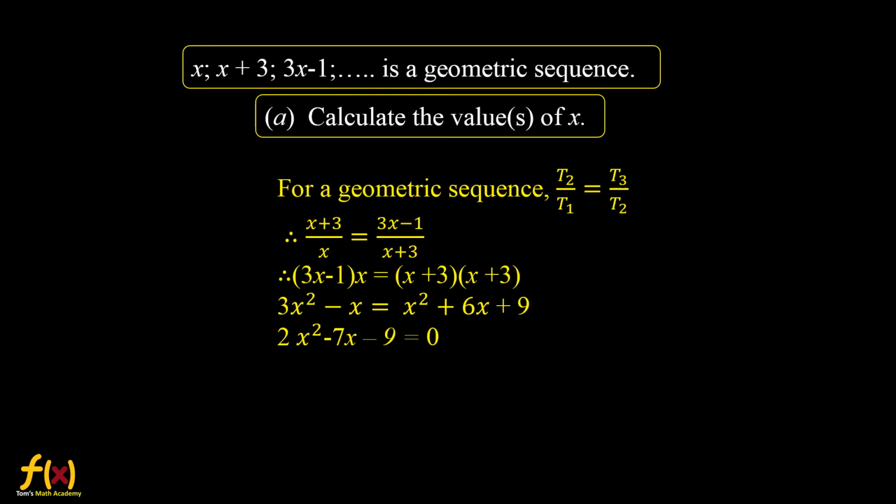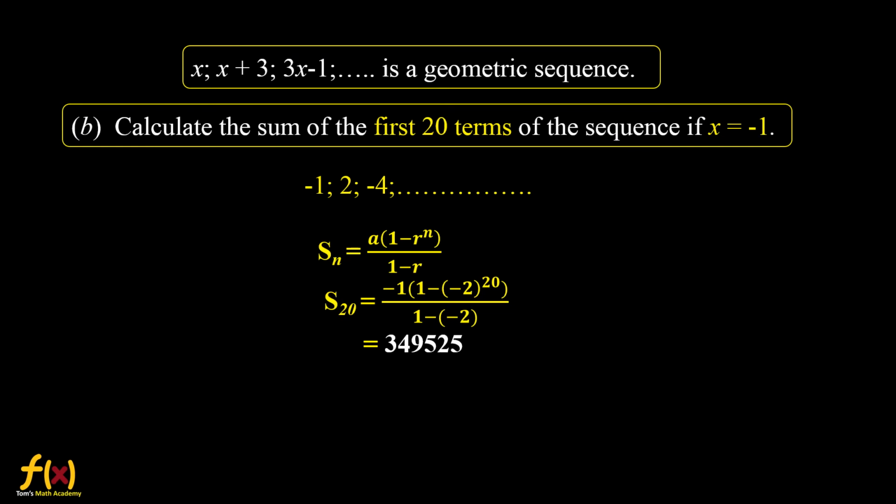2x square minus 7x minus 9 equal to 0. Then we use factorization, or you can use the formula if you want. So we factorize and get 2x minus 9 times x plus 1 equal to 0, gives us x equal to 9 over 2, or x equal to minus 1.